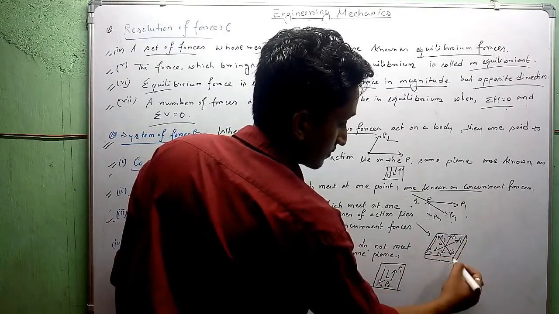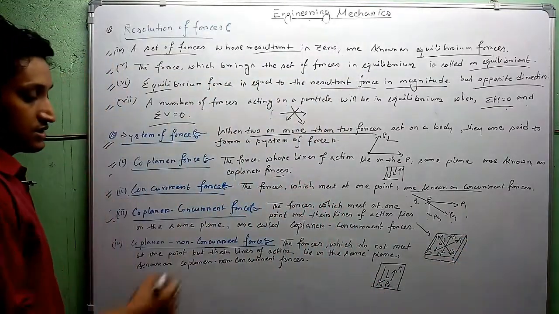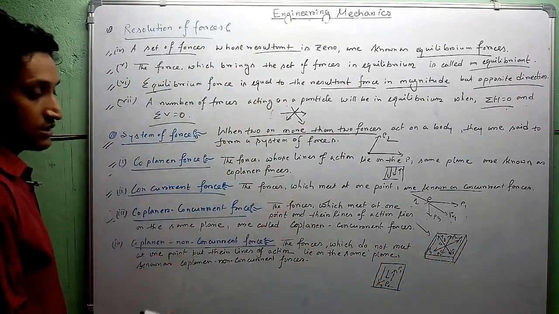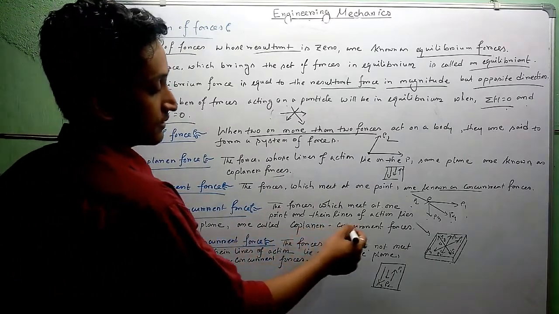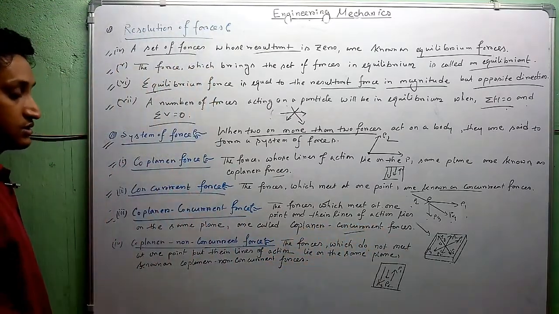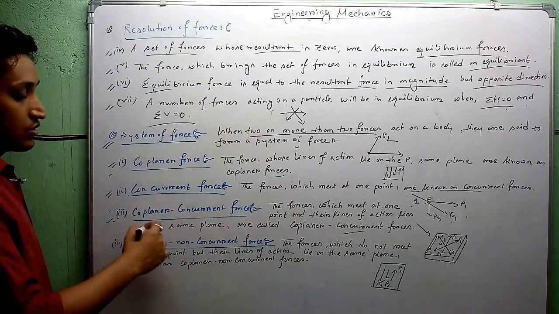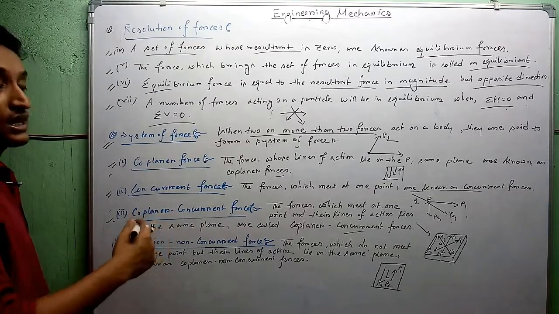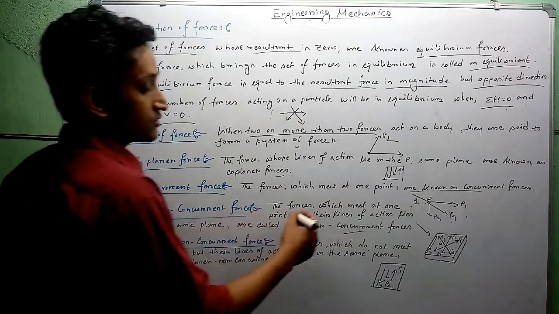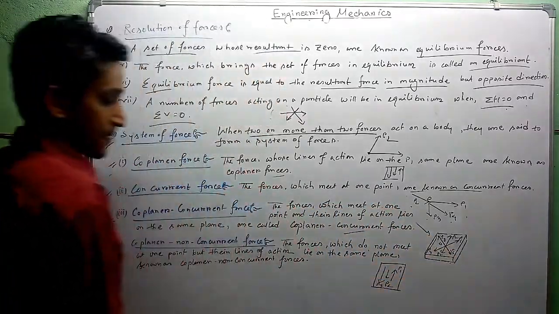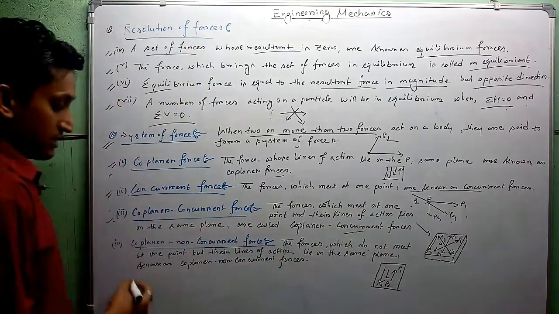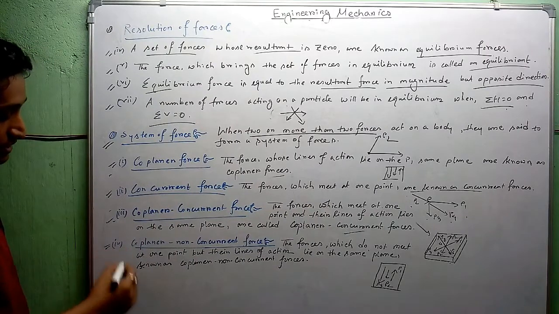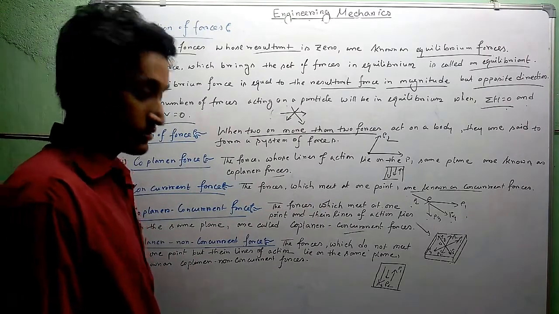That is the plane, and these forces lie on the same plane. This is the system of force, that is coplanar concurrent force. So what is the definition of coplanar concurrent force? The forces which meet at one point and their lines of action lie on a same plane are called coplanar concurrent forces. And fourth one is coplanar non-concurrent forces.